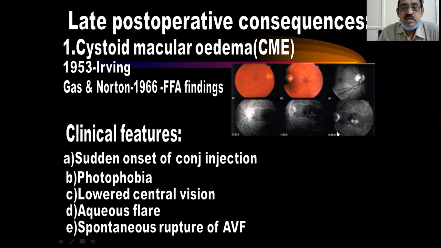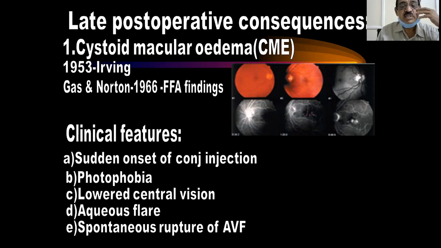Cystoid macular edema is another late post-operative complication. In 1953, Irvine first diagnosed a case of cystoid macular edema, and Gass and Norton in 1966 were the people who put forward the fundus fluorescein angiography findings of cystoid macular edema.